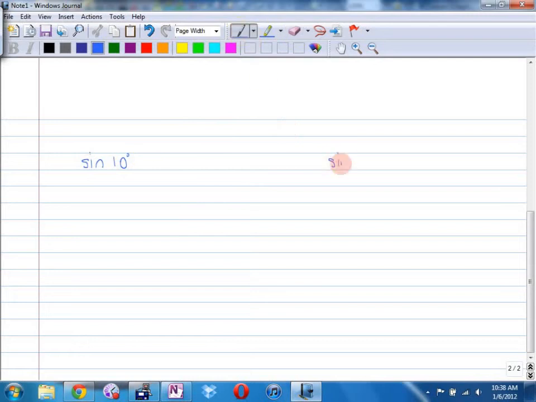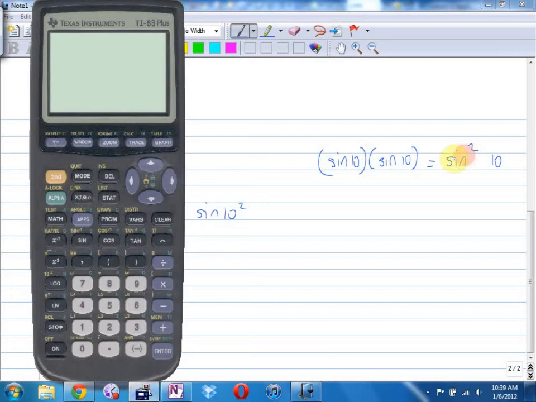If you mean the sine of 10 times 10, put the squared there. Okay? Problem. If I try typing that on my graphing calculator, I get an error. The only way to type it on your graphing calculator is to type this left-hand version. If they want me to go sine squared, I've got to go sine 10 times sine 10, because multiplying it by itself, that is squared.